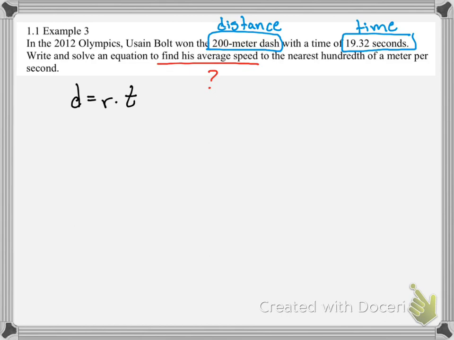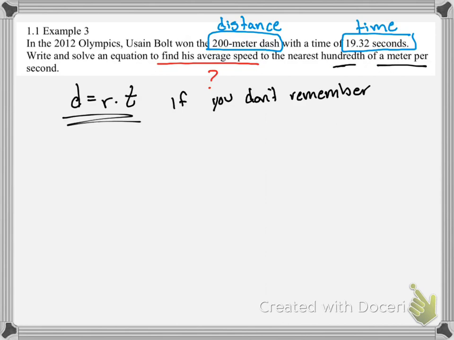If you don't remember that, in this case, I'm going to use a bit of unit analysis. Because it says we want to find his average speed to the nearest, what do they want it in? Hundredth of a meter per second, right? Doesn't that look like meters per second?